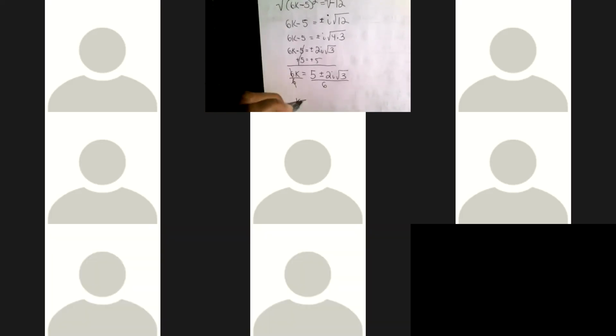Mark. Divided by 6. Divided by 6. Divide both sides by the 6. Cancels those 6's. Then we have 5 plus or minus 2i square root of 3 over 6. This is our answer.